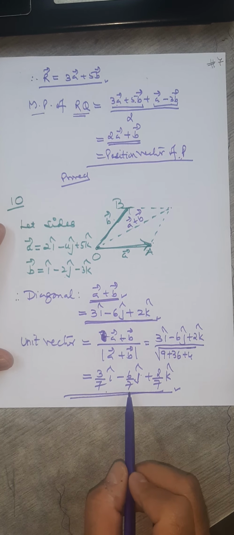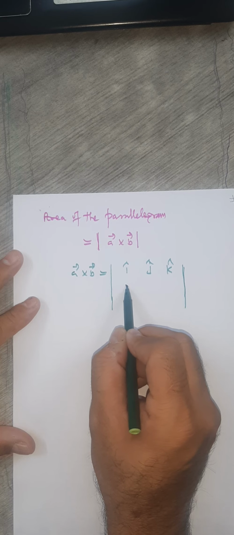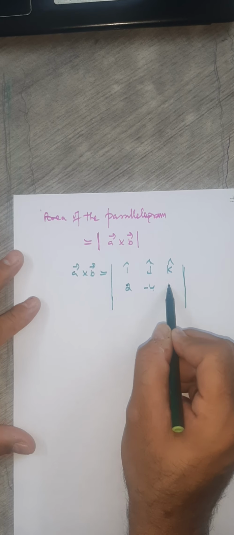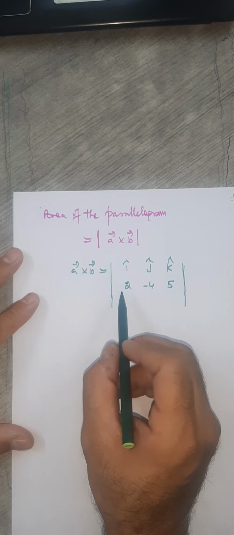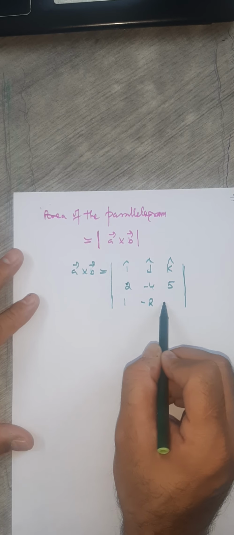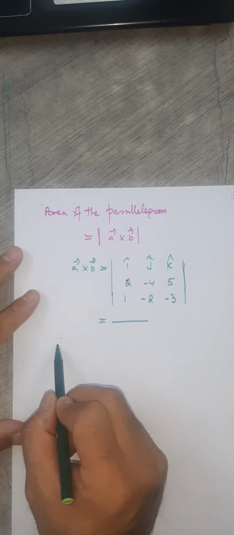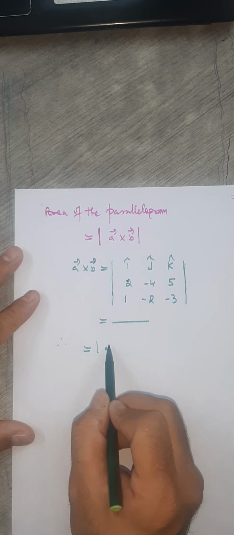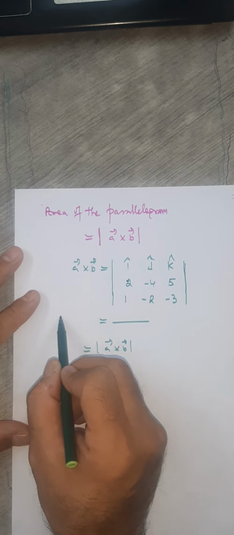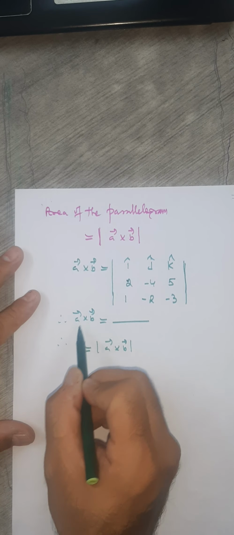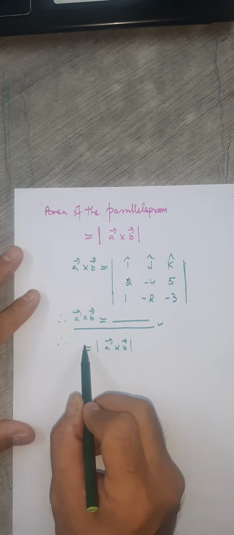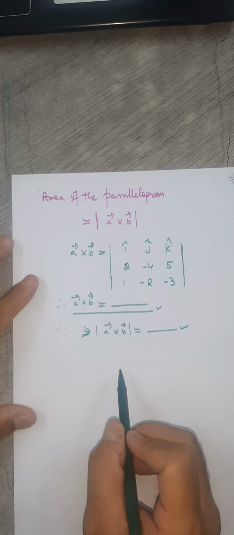i, j, k. What is here? The second row is the position vector of A, which is nothing but 2, minus 4 and 5. And what about this? 1, minus 2, minus 3. Just get this and find its magnitude. So if you get their magnitude here, you'll get the required area. That much you can do.